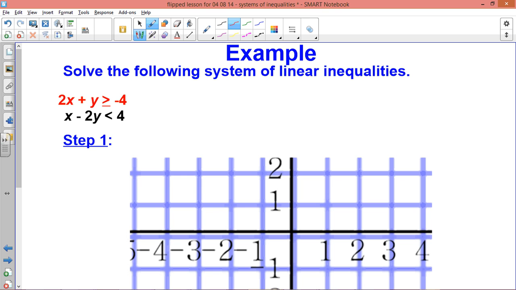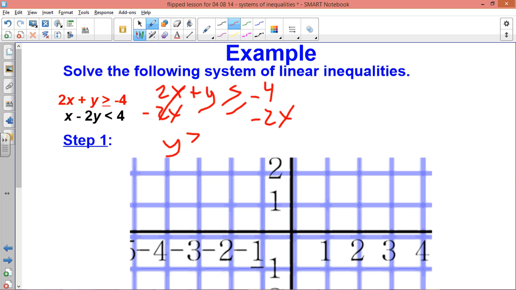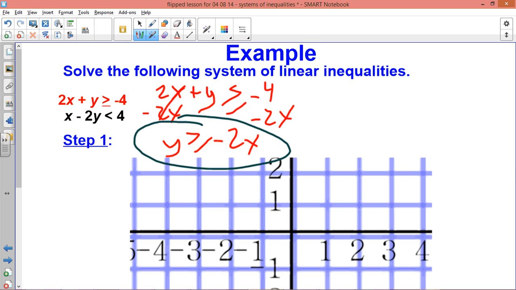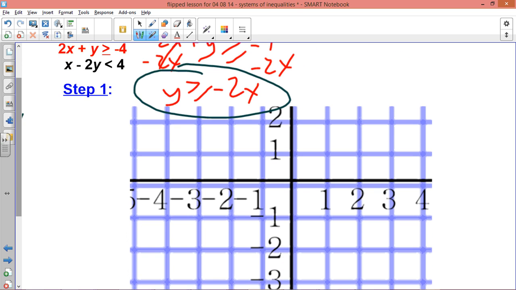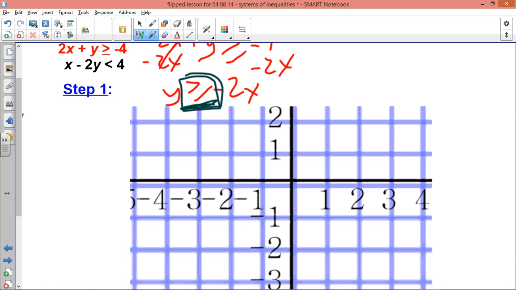First thing we have to do with our red equation is solve for y. 2x plus y is greater than or equal to -4. So I subtract 2x from both sides. I have y is greater than or equal to -2x. So what I'm going to graph right now is really the equation y equals -2x. I need a solid line because this is y is greater than or equal to. Once I do that, all I have to do is graph my line.